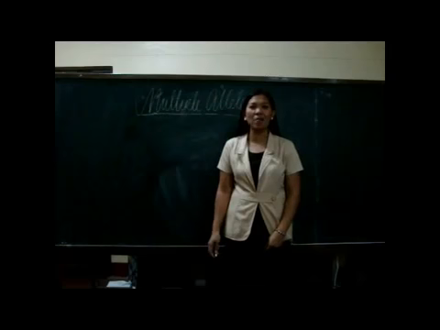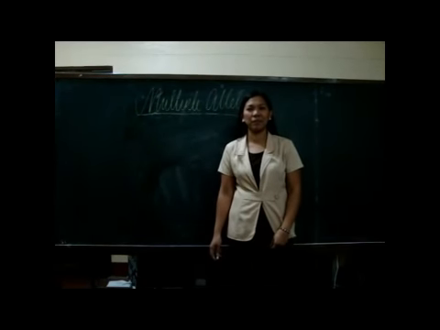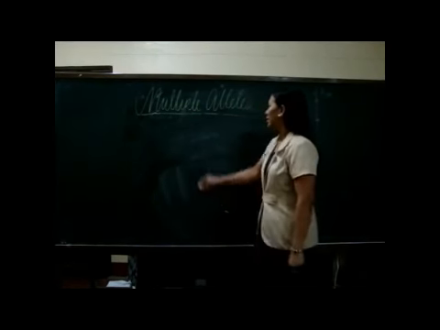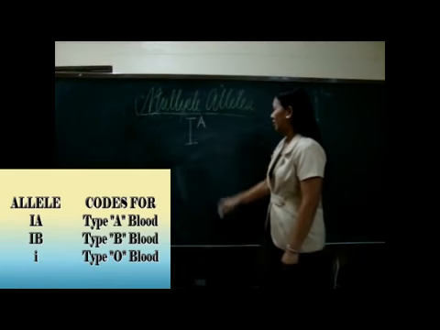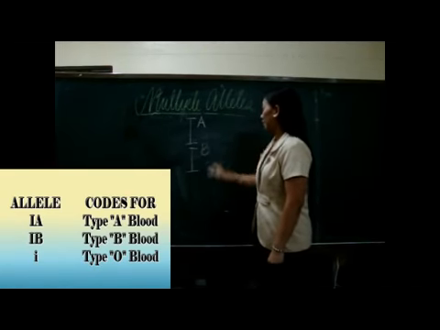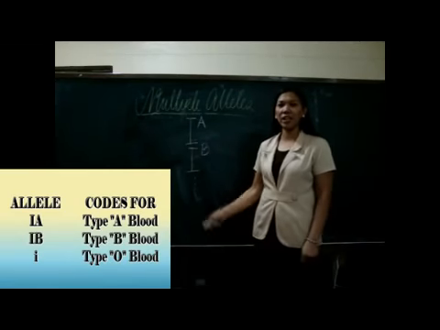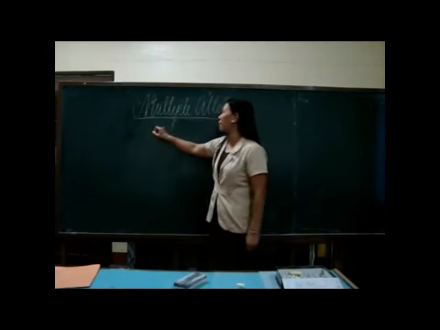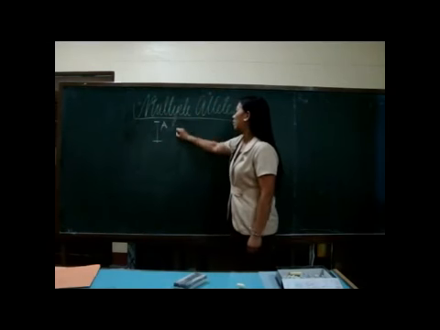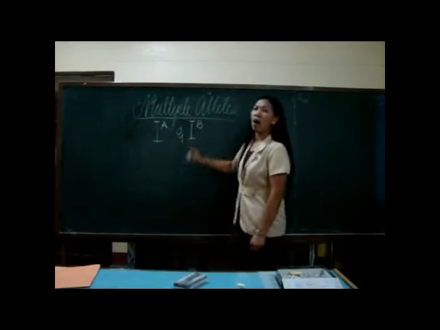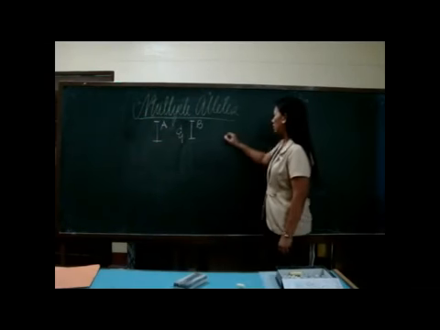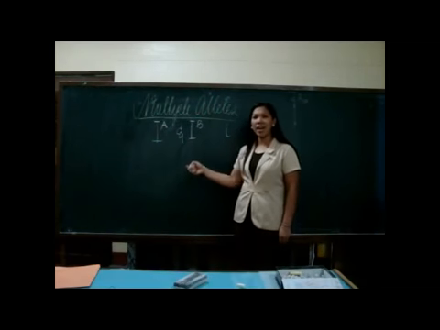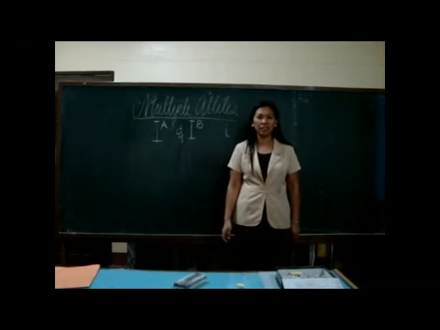The most common example of multiple alleles is blood type. In humans, 3 alleles determine blood type, and these are the 3 alleles which will determine blood type in humans. Blood type A and blood type B are dominant over blood type O. But blood type A and blood type B are codominant.